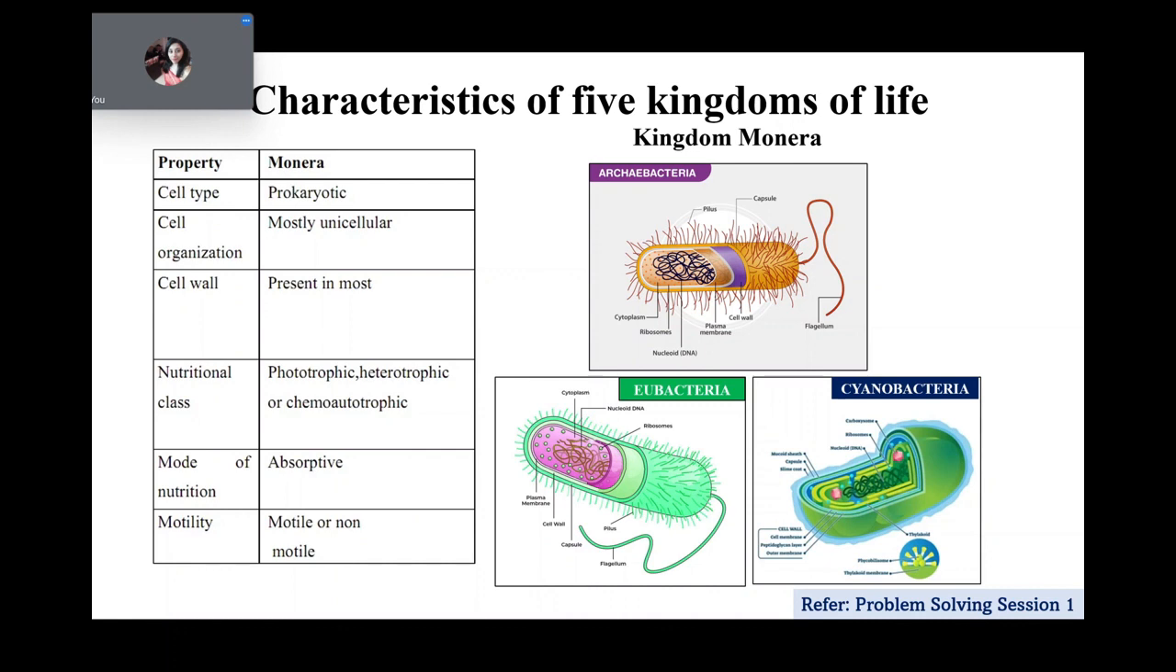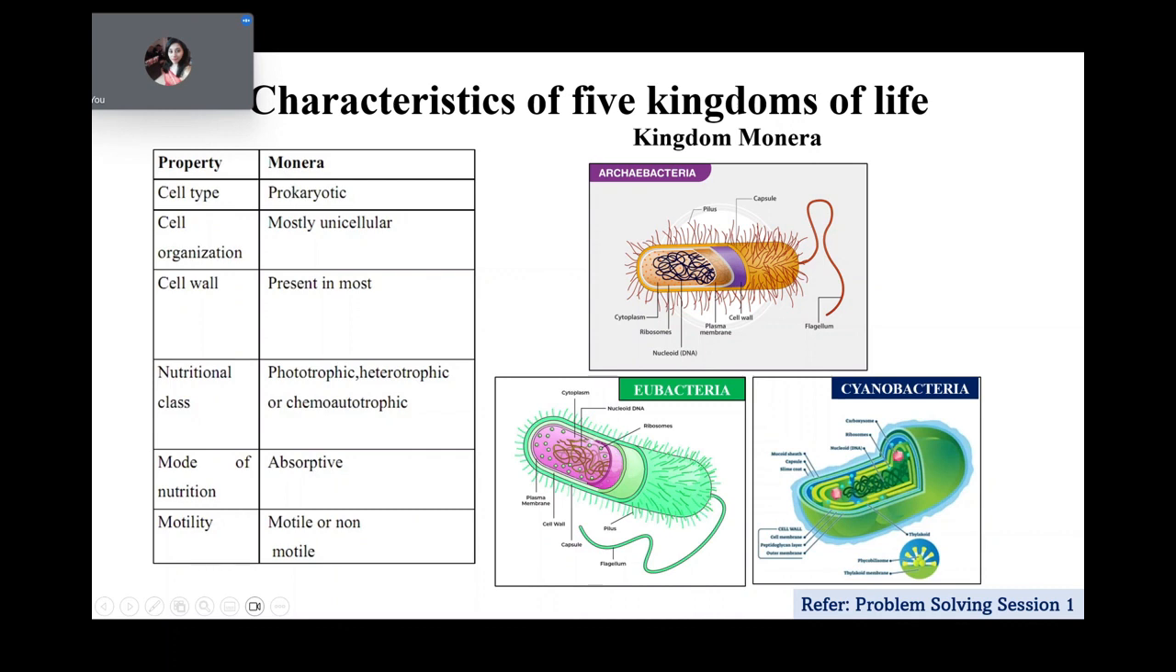So the first kingdom that we'll discuss is the kingdom Monera. These organisms are mainly the bacteria, and the properties of these organisms are that their cell type is prokaryotic. Their cell organization is mostly unicellular, so they are unicellular organisms for which there is presence of cell wall. Their mode of nutrition is generally absorptive, and them being phototrophic, so heterotrophic, phototrophic, or chemoautotrophic.